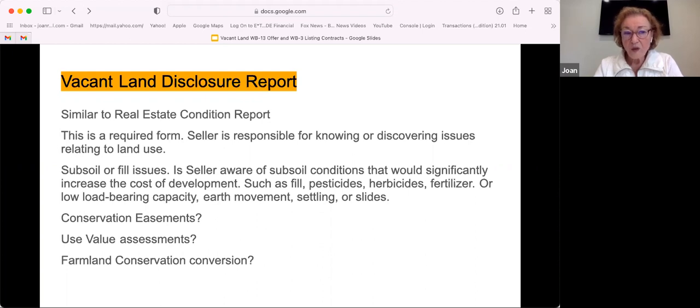So that's where the low load bearing capacity is. But again, what the fill is, subsoil tests, if the seller doesn't have them for each lot that your buyer is considering buying, then your buyer may have to pay for that themselves, but it's very important. You want to know from the vacant land disclosure report about conservation easements, use value assessments, and if that land is in the farmland conservation conversion, which could create a lot of costs.